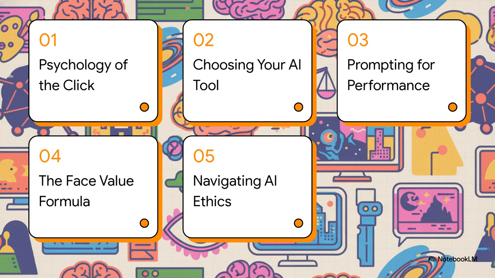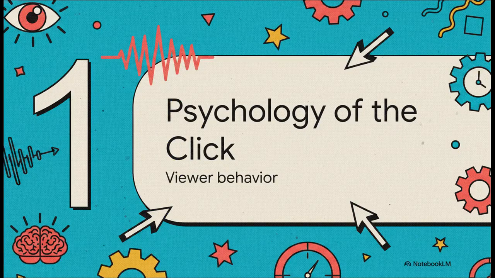Here's a quick roadmap for today's explainer. We'll start with the psychology of the click, then we'll map out choosing your AI tool. From there, we'll look at prompting for performance, dive into the face value formula, and finally, navigate the ethics of AI. All right, Section 1, the psychology of the click, understanding viewer behavior.